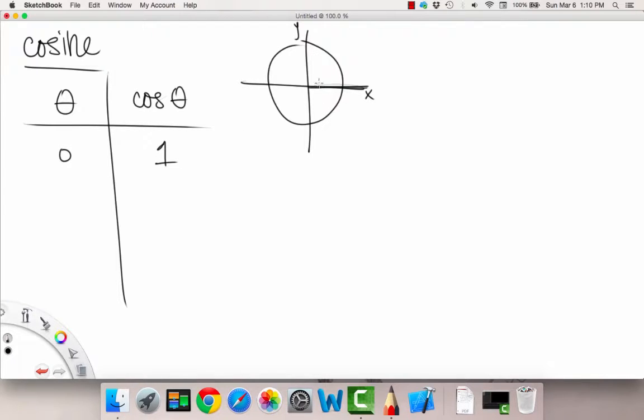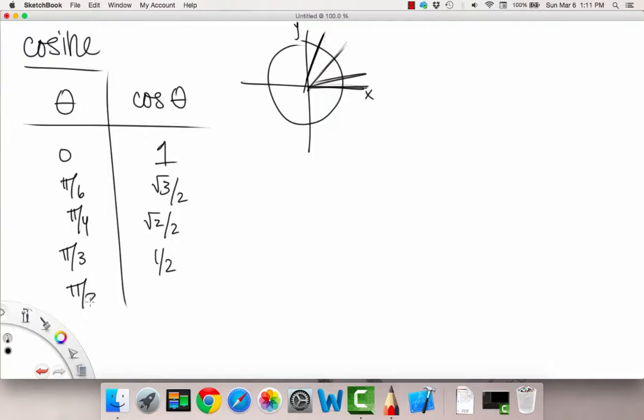circle, right? And then let's say we go to pi over 6 for theta. Then our cosine goes to radical 3 over 2. Then we go to pi over 4. Pi over 4 gives us an x value of radical 2 over 2. Pi over 3, or 2 pi over 6, gives us an x value of 1/2. And then pi over 2 gives us 0. Okay, let's do one more, just for the heck of it. We're going to say 2 pi over 3, and that would give us an x value of negative 1/2 now.